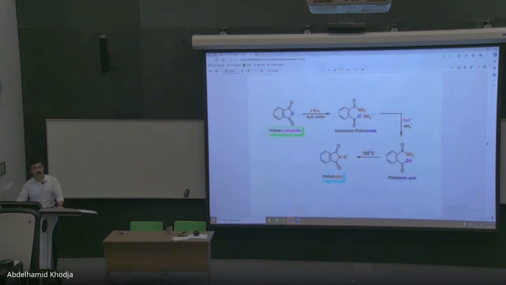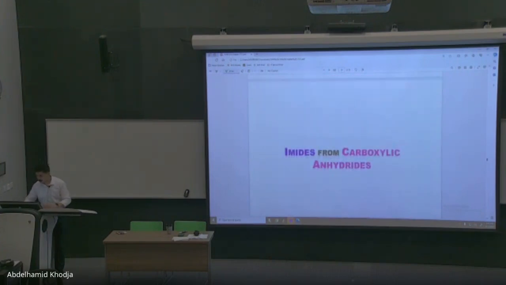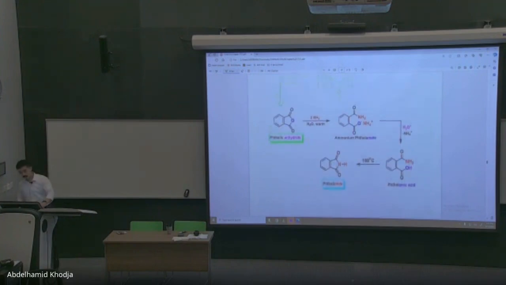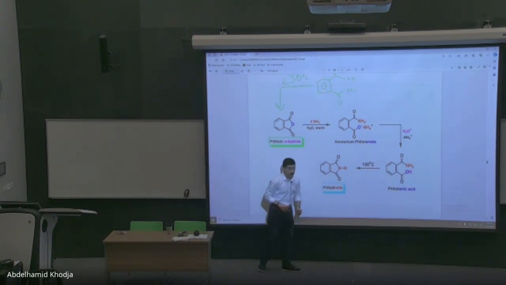I don't know if he told you guys anything about this. No? Anyways, the step before this, to get to here, just involves heating phthalic acid to 230 degrees Celsius. So phthalic acid to phthalic anhydride using heat, and now this is how to go from phthalic anhydride to phthalimide.